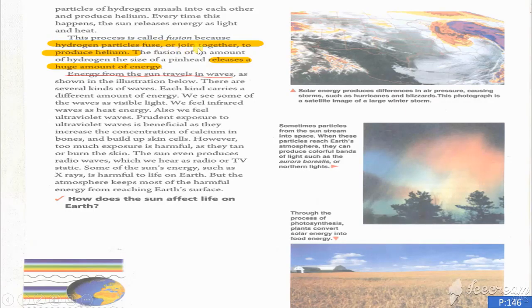Hydrogen particles fuse or join together to produce helium, releasing a huge amount of energy. The answer to the question, how is energy produced by the sun? Please pay attention to these points, please.